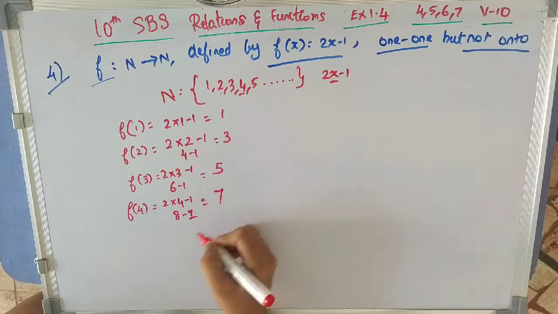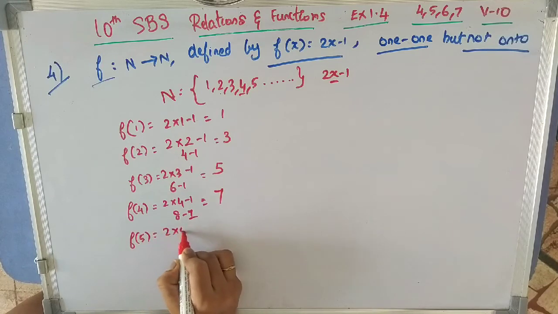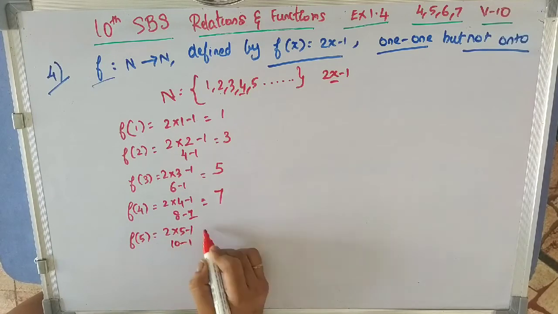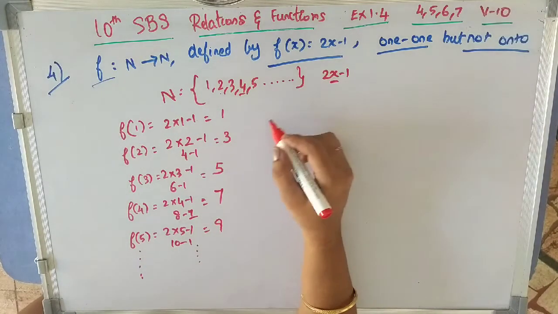Clear? Now what should we do? Yes, f of 5. 2 into 5 minus 1, that is 10 minus 1, that is equal to 9. Then it goes on. Okay?